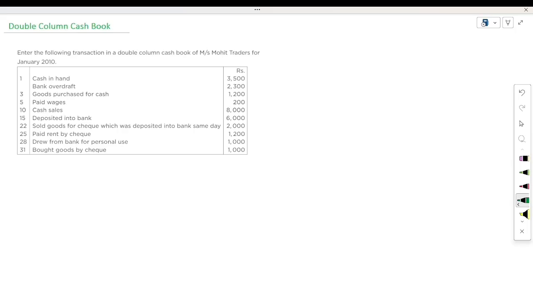Today in this video, we are going to learn the double column cash book. In the previous video, we have already learned the single column cash book. Now here we will learn how to prepare the double column cash book.